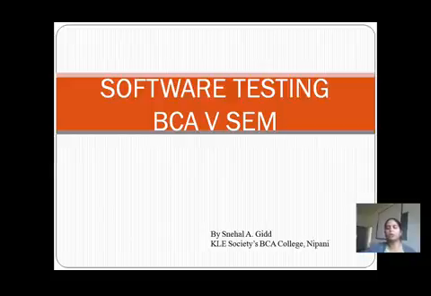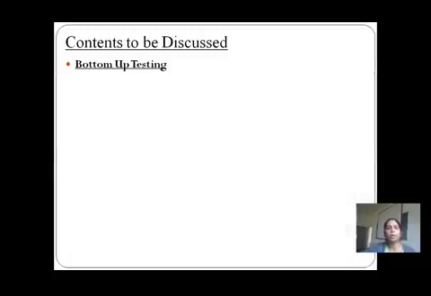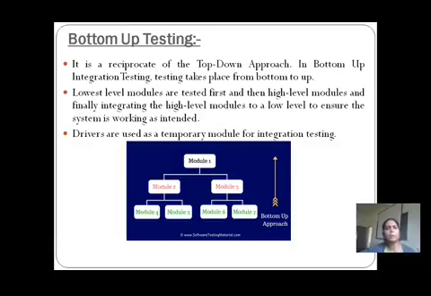Now we are going to focus on the next type of integration testing, that is bottom-up testing. Bottom-up testing is basically the opposite, or vice versa, of top-down integration testing. So let's see what bottom-up testing is. It is the reciprocal of the top-down approach. Reciprocal means it is totally opposite of the top-down approach.